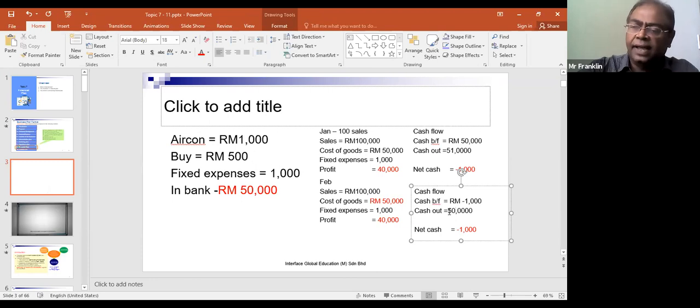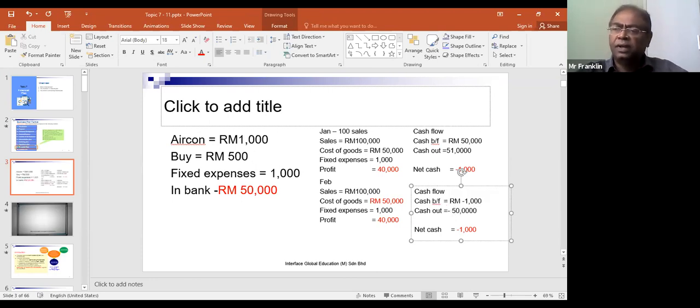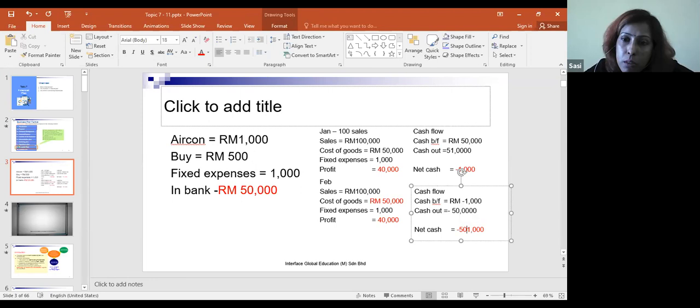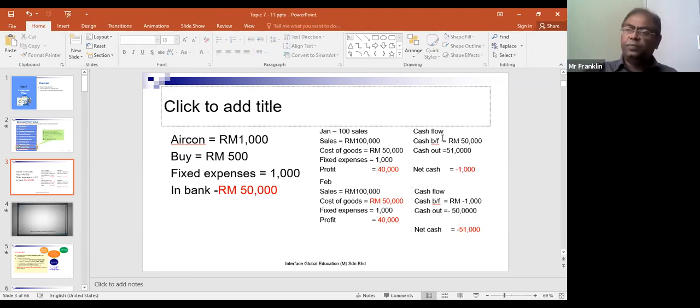Let's say we borrow from somebody else. I go to my second uncle and I borrow 50,000 from him. So now what's the net cash? 51,000. Which means now you look at my cash situation. Profit very good, isn't it?